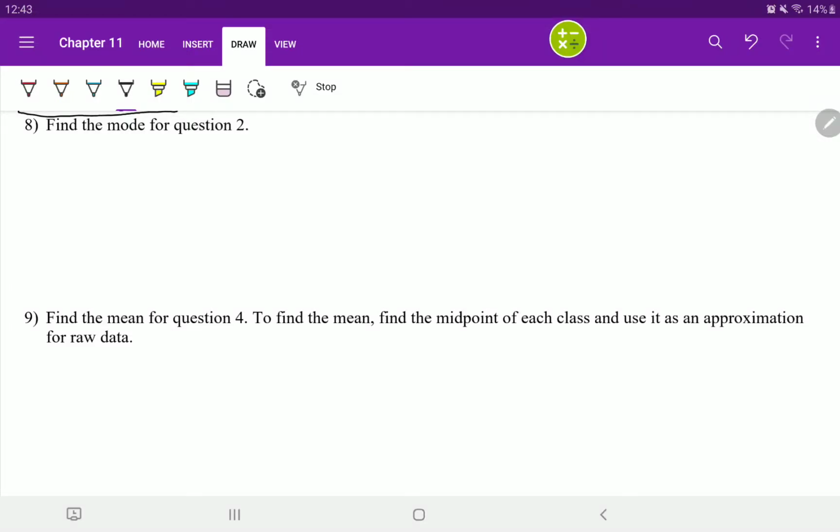Alright, so in this video, we're going to do questions 8 and 9, and we want to find the mode for question 2, and then find the mean for question 4. It says to find the mean, find the midpoint of each class, and use it as an approximation for the raw data value. Okay, let's go back to question 2.